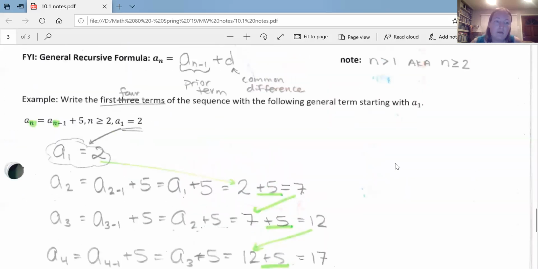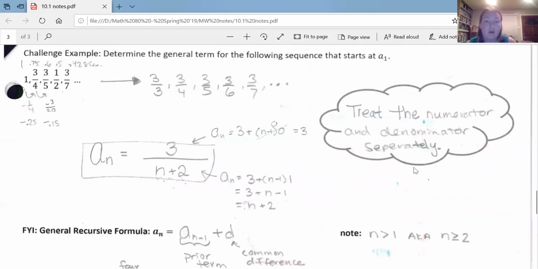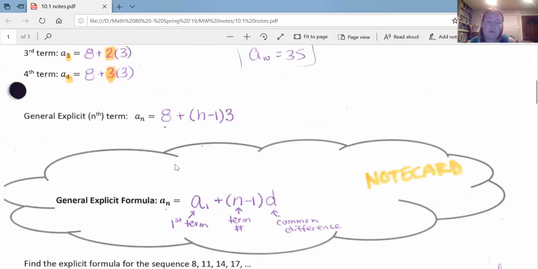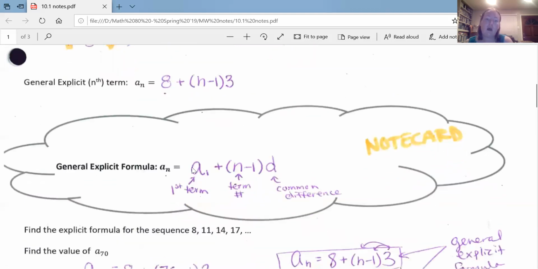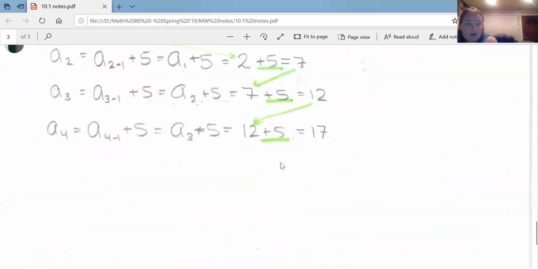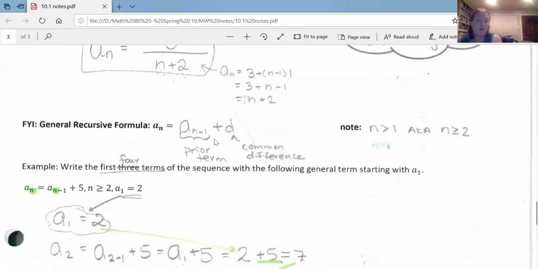So there's a little bit about it. There's more on sequences in section 10.3. But essentially, there's the explicit formula, which is your first term plus term minus 1, that quantity times your difference, and the recursive formula, which is a prior term plus your common difference.